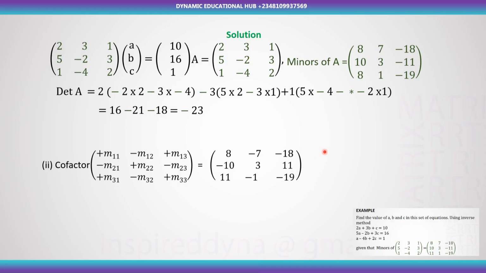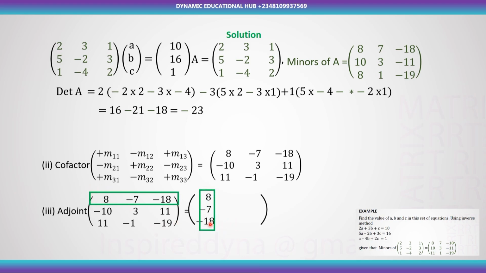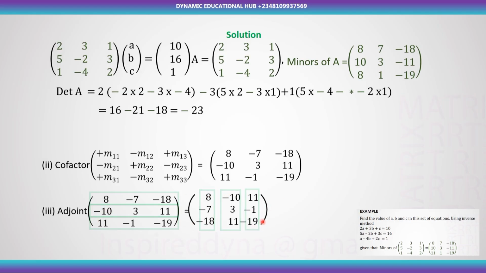After the cofactor, we find the adjoint. So to find the adjoint, we just need to do the transpose of the cofactor. Transposing the cofactor, what are we going to have? Now we are going to have this. This is how to transpose. You change the row to column or the column to row. So we have this matrix.